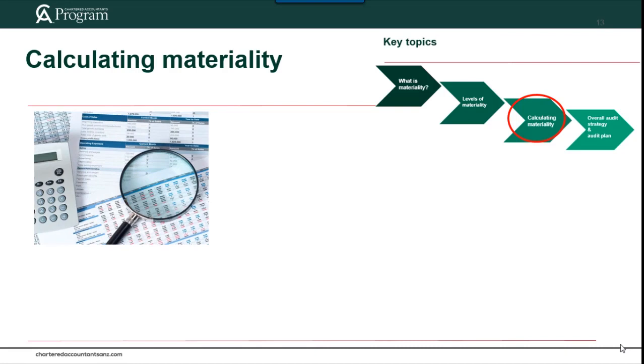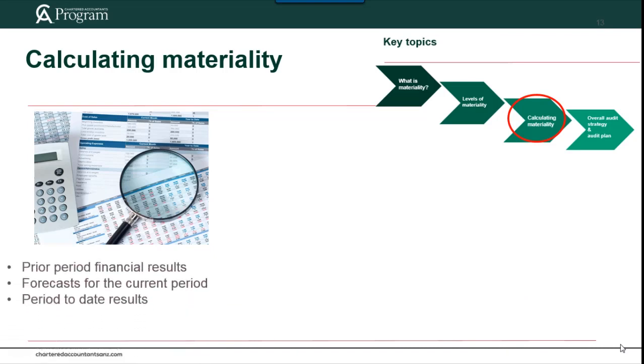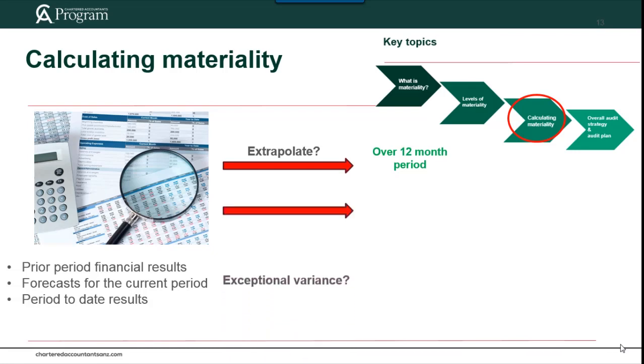Once an appropriate benchmark is identified, relevant financial data is used to calculate overall materiality for the audit client. At the planning phase of an audit, this data might be, for example, prior period financial results, forecasts for the current period, or period-to-date results. It's common practice for the auditor to calculate what materiality is expected to be for the 12 months based on the results to date. Circumstances such as unusual or non-recurring revenue or expense items might cause an exceptional variation, which may lead the auditor to conclude that they should use a normalised benchmark base.